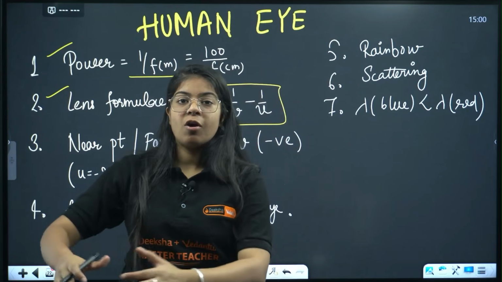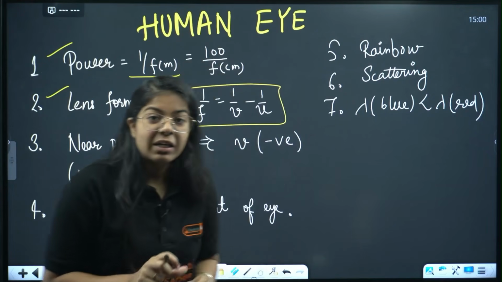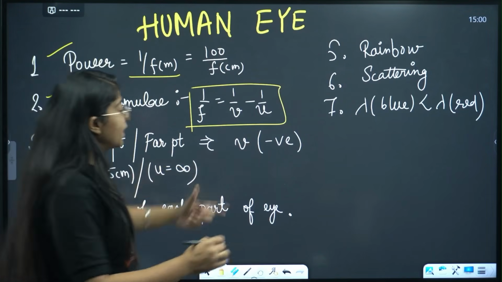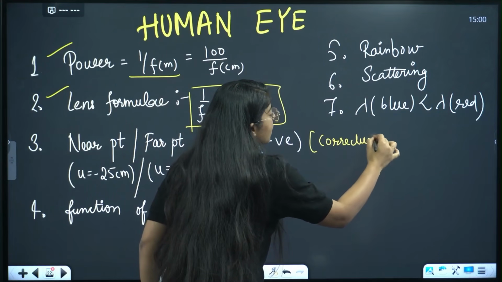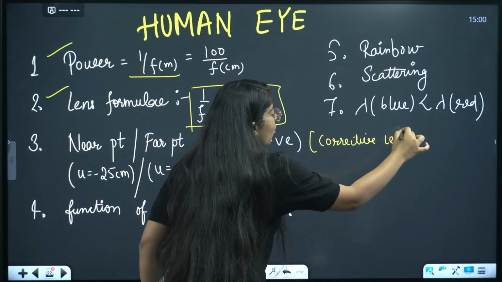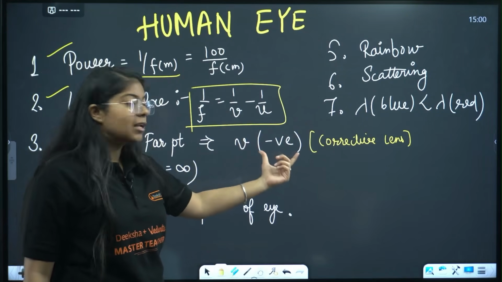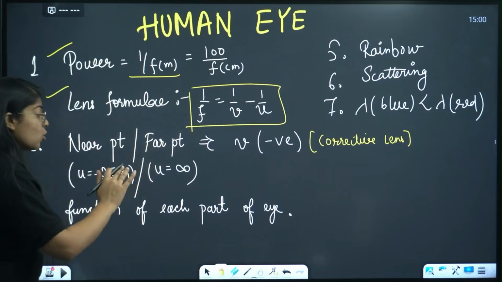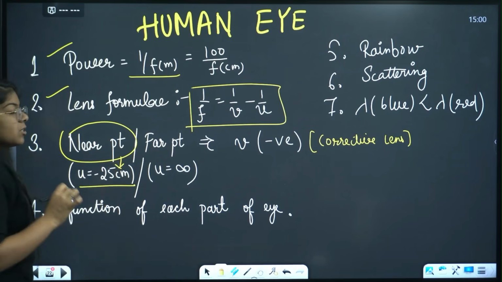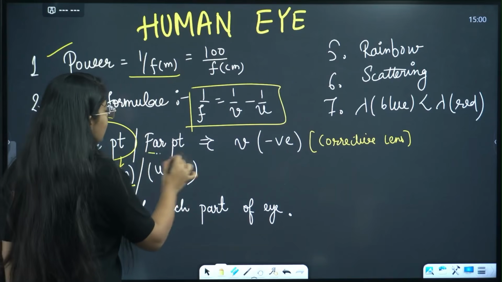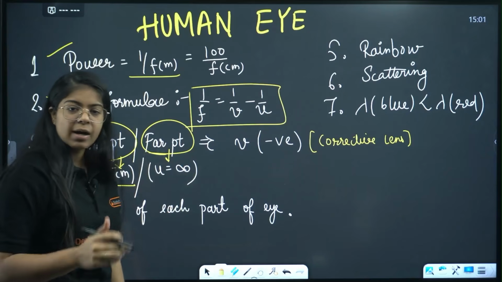The near point of Aditi has shifted to minus 15. So that minus 15 will be v, the image distance of the corrective lens. The new near point or far point will be the image distance of the corrective lens, and it will be in negative. For u, the object distance, in case of near point, it will always be minus 25 centimeter. For far point, it will always be infinity unless it's given.